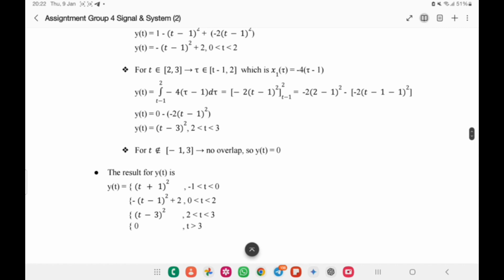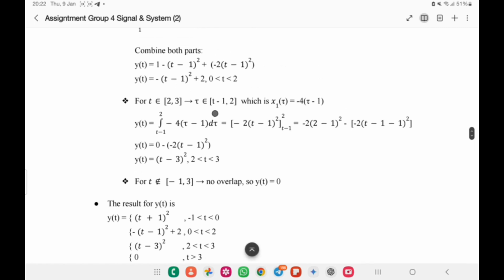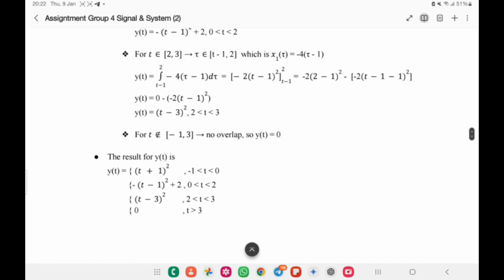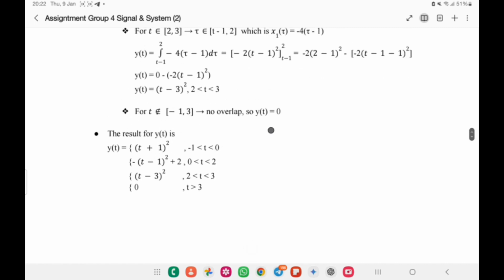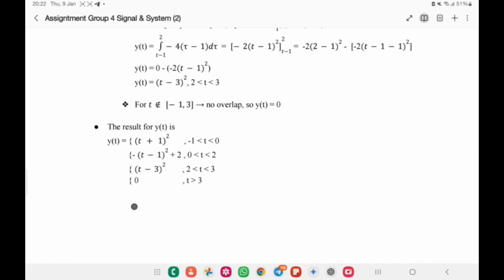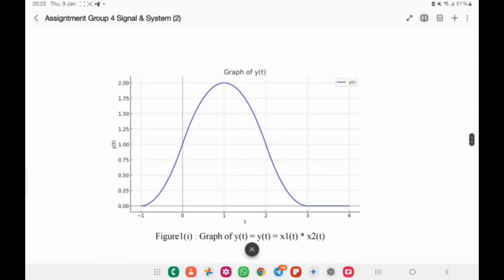1. Next here is negative t minus 1 to 2, which is 2t minus 1, and we substitute here. So y(t) becomes (t minus 3) squared, for 2 to 3. The last one has no overlapping, so y(t) is 0. So this is the result for the convolution, and this is the graph that I sketched here.